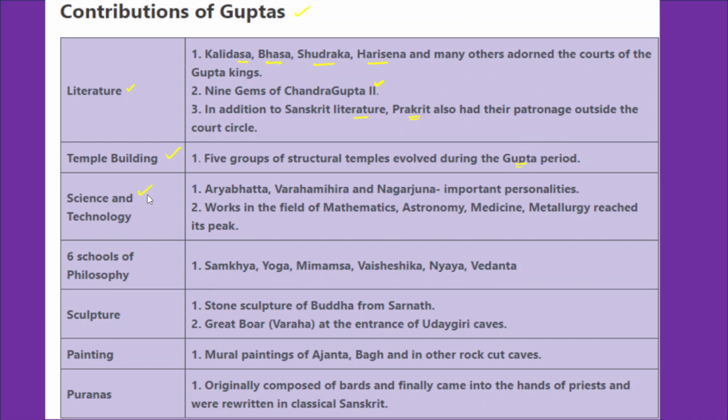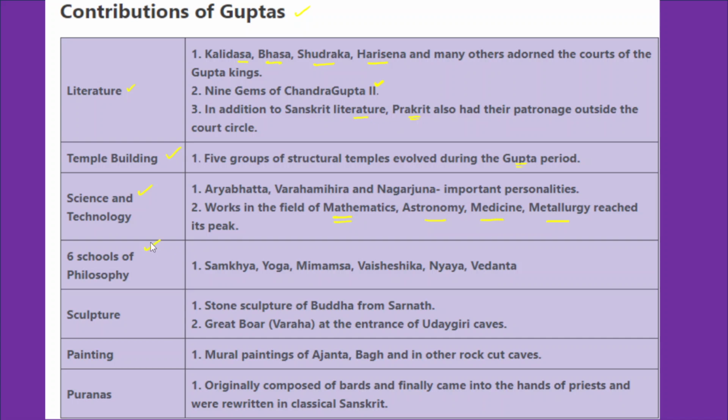Science and technology also made remarkable progress because of Aryabhatta, Varahamihira and Nagarjuna, some of the most prominent scientists, whom India still celebrates. They were most important personalities and made remarkable contributions in mathematics, astronomy, medicine and metallurgy. In all these scientific fields, there were remarkable advancements.